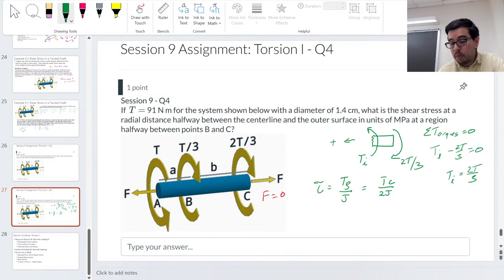And we need to be careful with the units, right? Because we have C equal to 0.014 meters. And we should also be careful with the J, which is the polar moment of inertia. The way I always get confused here is because I have either my pi over 2 or my pi over 4.